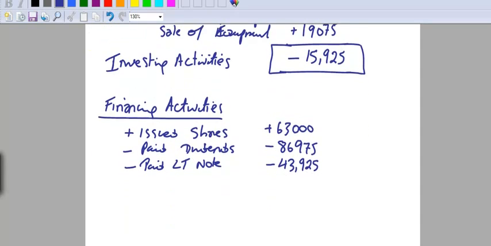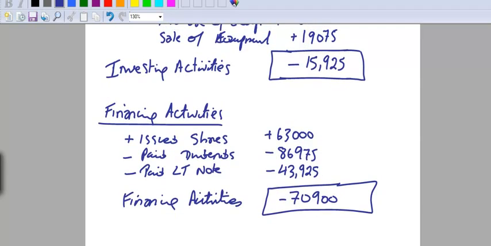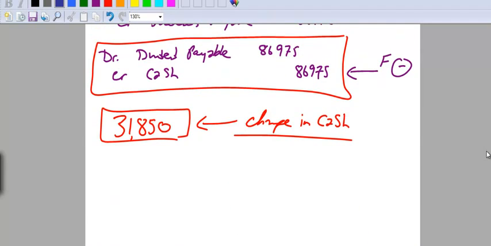So my first draft, I'm not sure if I'm going to get this cash flow statement on the first try, and I'm going to see. I'm going to say 63,000. I'm going to subtract from it 89,975, and I'm going to subtract from it 43,925. And so 70,900 is my cash used by financing activities. I know that if I look back, 31,850 negative was my change in cash.